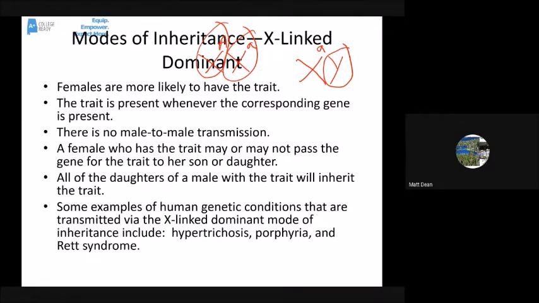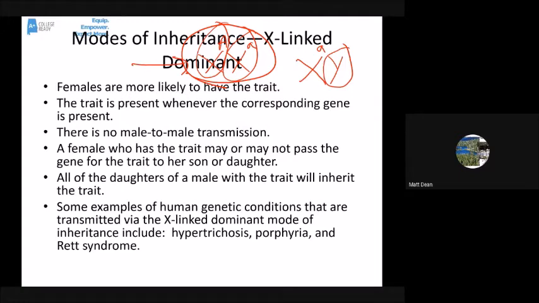In terms of X-linked dominant traits, though, females are actually a little more likely to inherit the trait because they can inherit it from either parent. They get an X chromosome from mom and from dad. The trait's present whenever the allele is present. So if you have this allele, you have the trait.